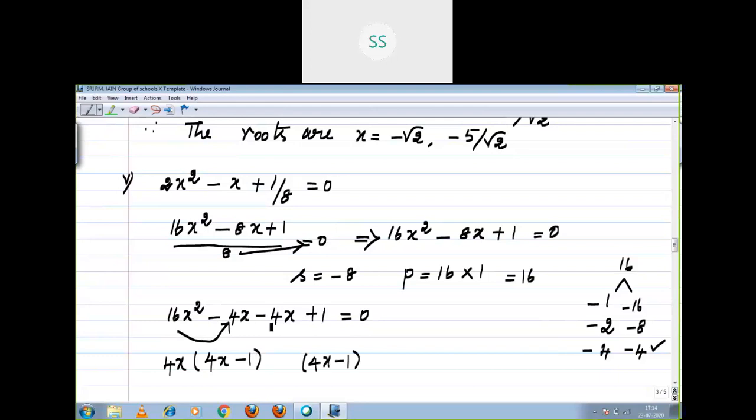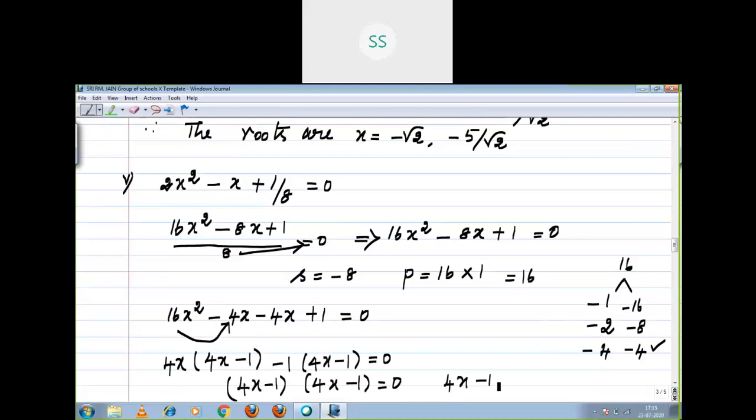Then here minus is common. So minus alone, minus 4x plus 1. But inside the bracket what I wrote? 4x minus 1. What do I want to write? Minus 1. Whether it is correct or not, we will check. See here, 4x into 4x, 16x square, minus 4x, minus 4x, minus into minus plus 1. Now you see, 4x minus 1 into 4x minus 1 equal to 0.